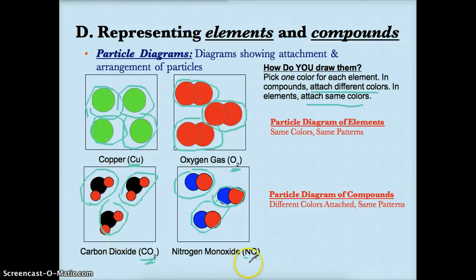Right? So here I have NO, and N is blue, O is red. So I draw 1 blue N, 1 red O in each unit. So make sure the colors and the numbers of each atom are matched and repeated in each unit in your particle diagram. All right? For compounds, attach different colors. For elements, attach the same colors. And let's remember, same colors, same patterns means you have an element. On the other hand, different colors and the same patterns means you have a compound.